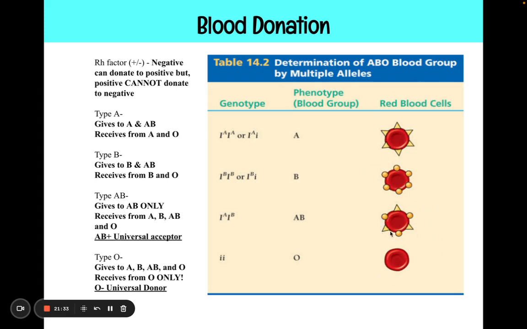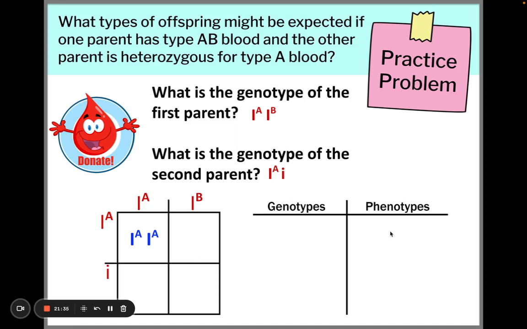Okay, so let's go back to this problem right here. We already saw the answer, but let's go through it. What types of offspring might be expected if one parent has type AB blood and the other parent is heterozygous for type A? So what's the genotype of the first parent? They have AB blood.